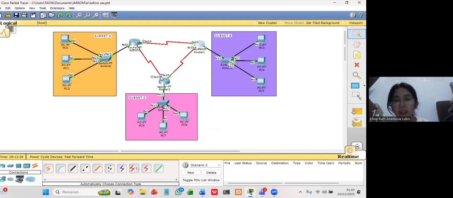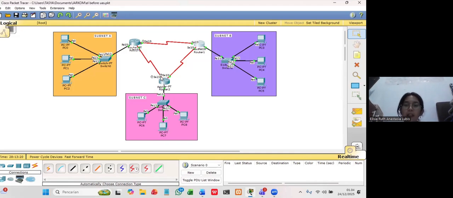For router connectivity, the routers are connected using a serial link where one side acts as DCE and the other as DTE. The DCE interface is configured with a clock rate to provide synchronization for the serial communication. Routing is configured using either static routing or a dynamic routing protocol such as RIP v2 to allow all routers to exchange routing information.